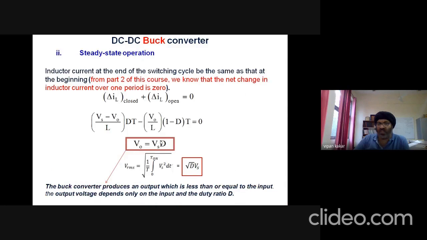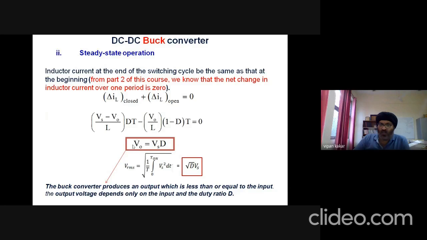25%, less than that. So the duty cycle is always less than 100. So here we can see that D is always less than 1, so output voltage is always less than Vs. That's why we can say from here that this is a step down converter, where output voltage is always less than the supply voltage Vs.